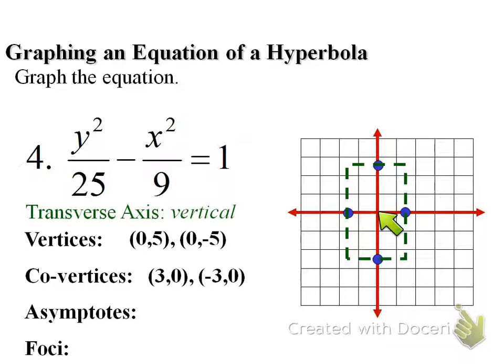What's the equation of the asymptotes going to be? Y equals plus or minus 5 over 3x. Good. Oh, you said you counted by 2s or something? Mm-hmm. Counting by 2s, yep.